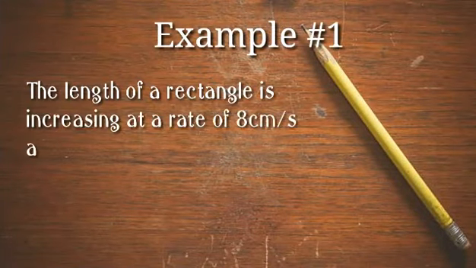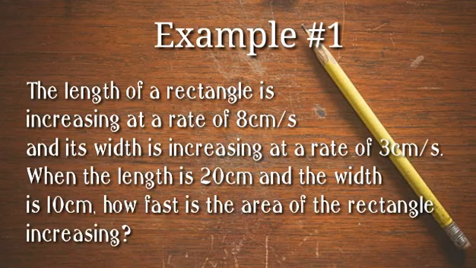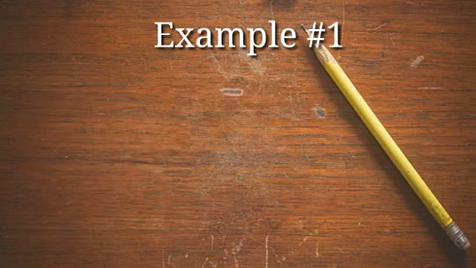The length of a rectangle is increasing at a rate of 8 cm per second and its width is increasing at a rate of 3 cm per second. When the length is 20 cm and the width is 10 cm, how fast is the area of the rectangle increasing?